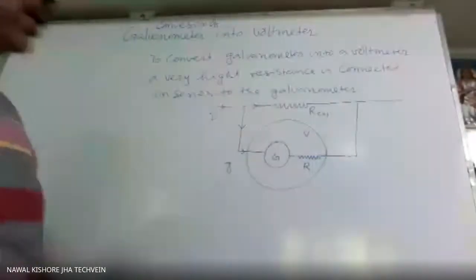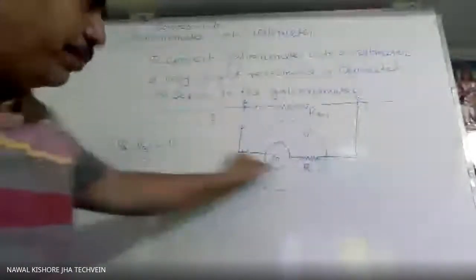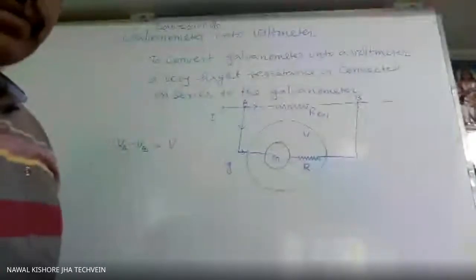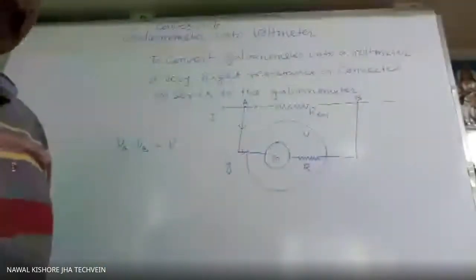So the potential difference which is to be measured, suppose this is A and this is B, this VA minus VB, which was V, almost now also it is V only, because we have passed a very small current through this. Practically, it will now be slightly less than V, but the error may be almost 1% only.